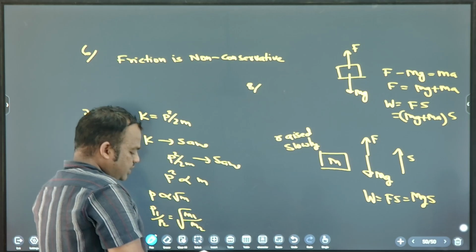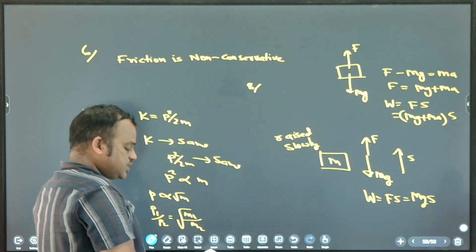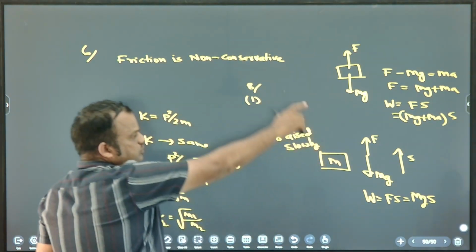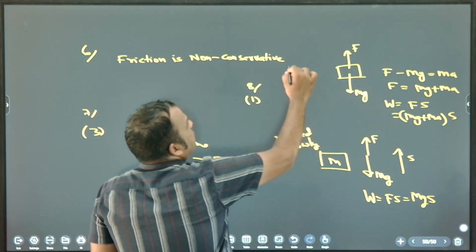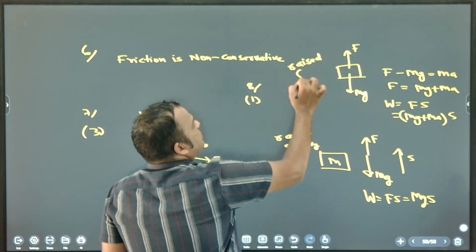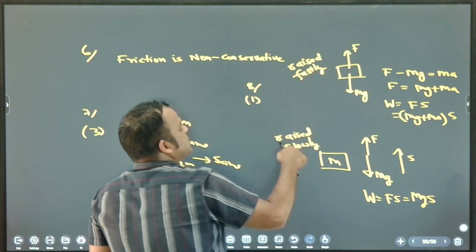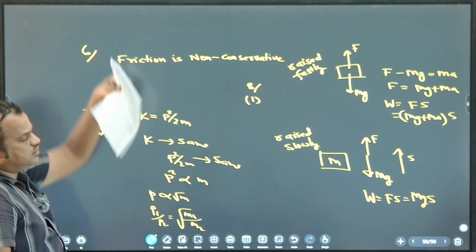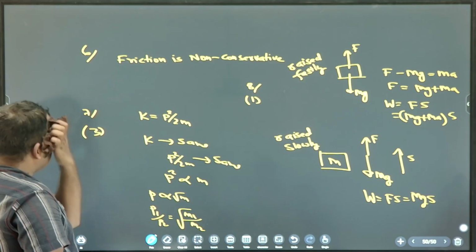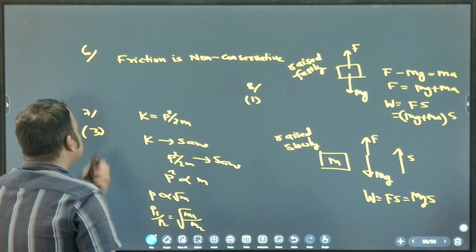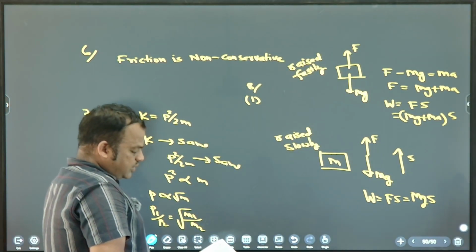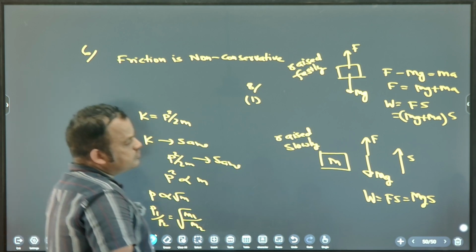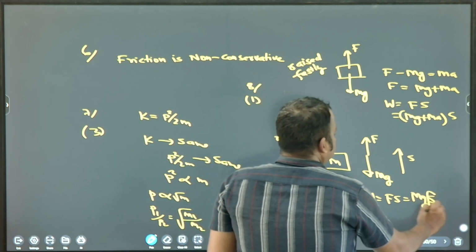So work done in raising a box depends on how fast it is raised. So first option, note down. Raised slowly and raised fast. Fast means acceleration is there, like this. Third option given: the height by which it is raised. Okay.